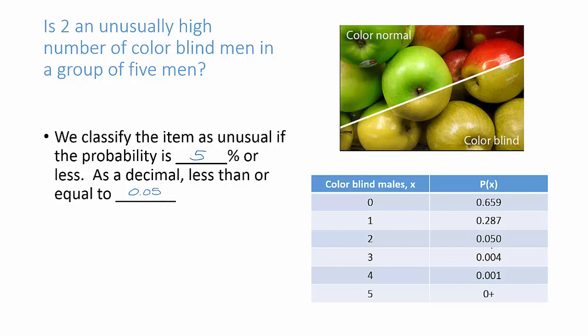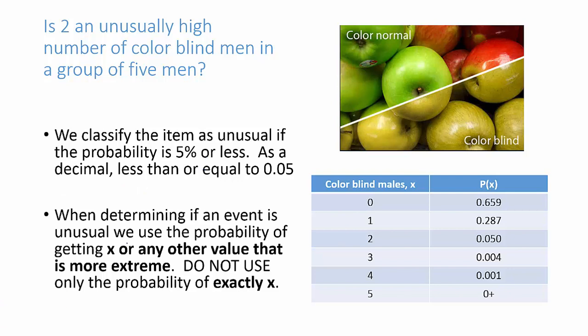So before we make a decision that that is definitely unusual, we need some more information. So the second guideline that we have tells us when determining if an event is unusual, we use the probability of getting X or any other value that is more extreme. Big capital letters here, do not use only the probability of exactly X.